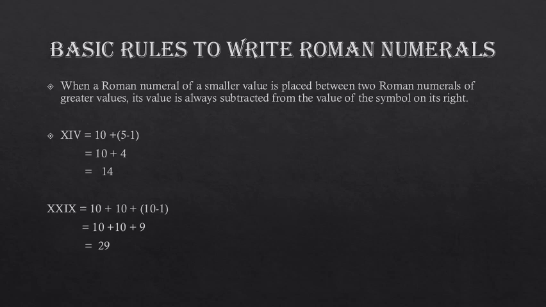Moving on to the next example, again you all can see XIX, right? Here the smaller value I is placed between the greater values, children, and to the right of I, the symbol is what? X, only X, children. So what are we going to do? We're going to write 10 as it is, plus 10 minus 1, that is the symbol at the right minus the smaller one. So, the symbol at the right is X, which is 10, children, and we're going to subtract the value of I, which is 1. So, 10 minus 1. So, the answer will be 10 plus 9 is equal to 19.